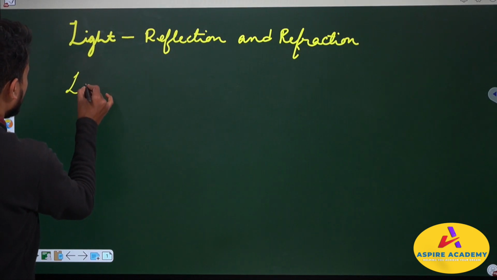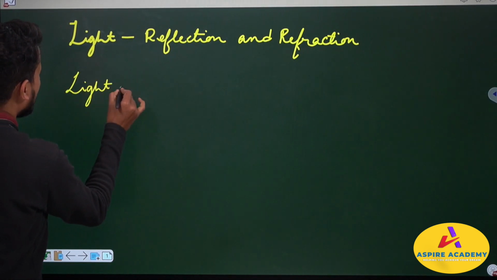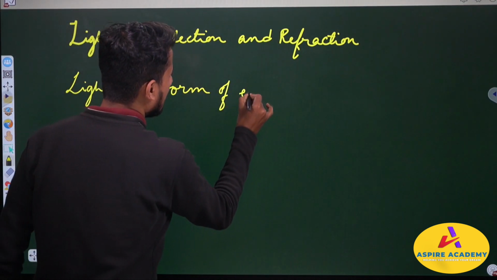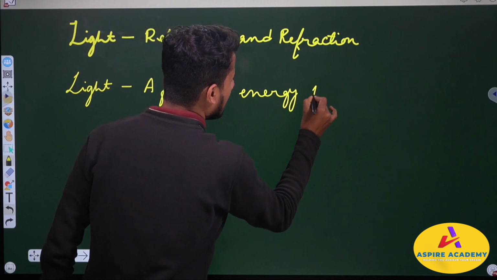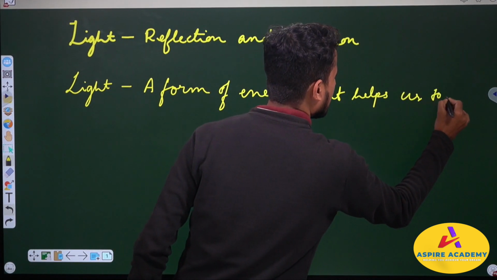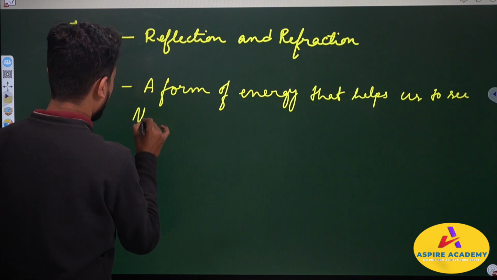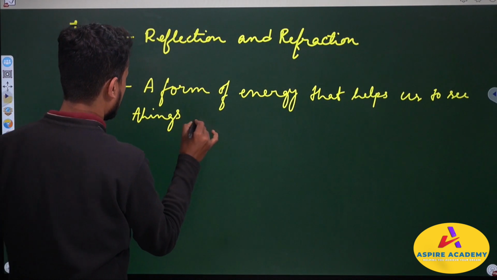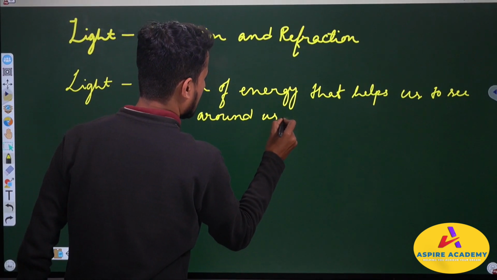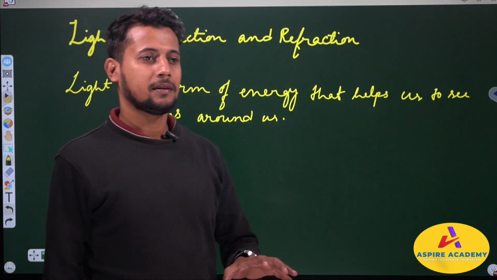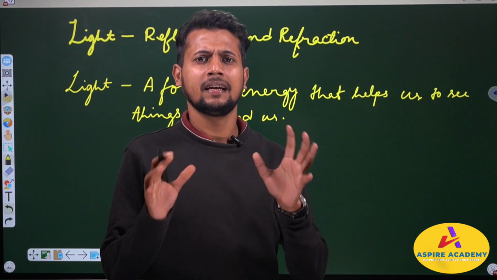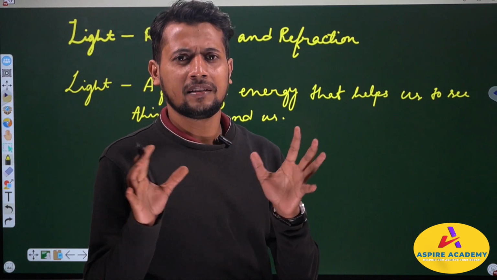Light is a form of energy which helps us to see things around us. So any entity that helps us for seeing the things that are around us, basically it is light.